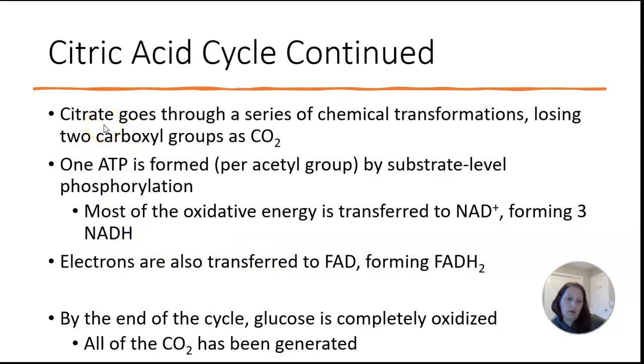Okay, so again, citrate. So acetyl-CoA, the acetyl group is going to combine with oxaloacetate, forming citrate. Citrate then goes through this series of chemical transformations, losing carbon dioxide, forming ATP, forming NADH, and forming FADH2. Those are the products. And again, in words here, by the end of the cycle, glucose, which was our starting material, is completely oxidized. All of the carbon dioxide has been generated.